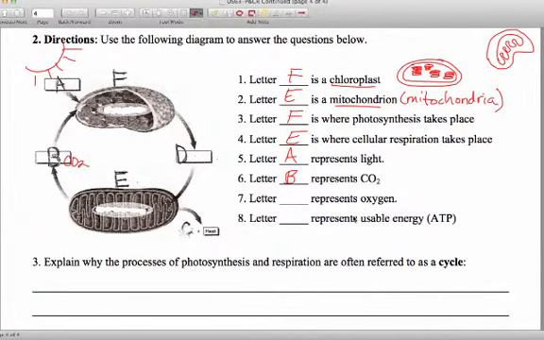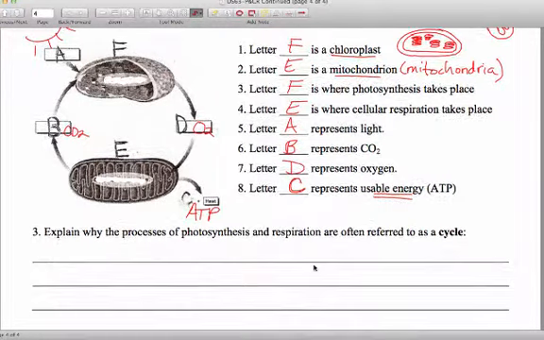Then it's asking what's being represented by oxygen, or what represents oxygen. Well, again, we're going to ask ourselves the same thing. What makes it? And we know that photosynthesis makes it, and photosynthesis happens here, and cellular respiration needs it. So this is going to be my O2. So D is going to be representing oxygen. And then lastly, we're looking for the letter that represents usable energy, and our usable energy is ATP. So it's what's coming off of the mitochondria because it's the powerhouse, it's what's making it. So this is going to be my ATP, so it's going to be letter C.